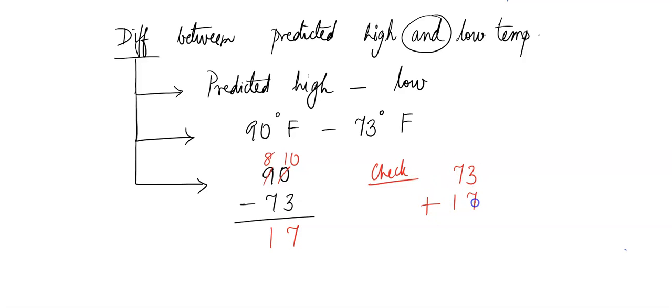73 plus 17. 7 plus 3, 10. 7 plus 1, 8 plus 1, 9. 90. So that gave us back the 90, and so we got the check working.